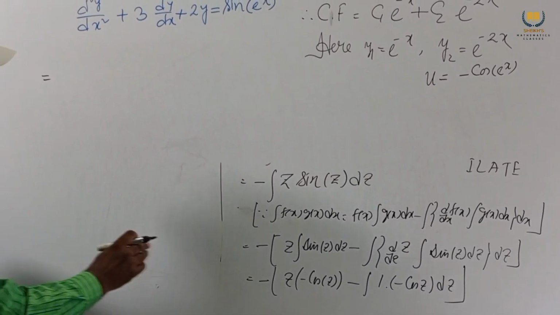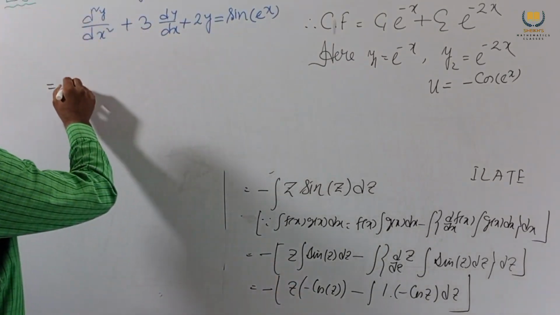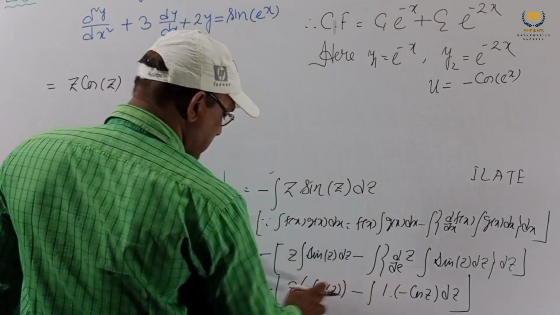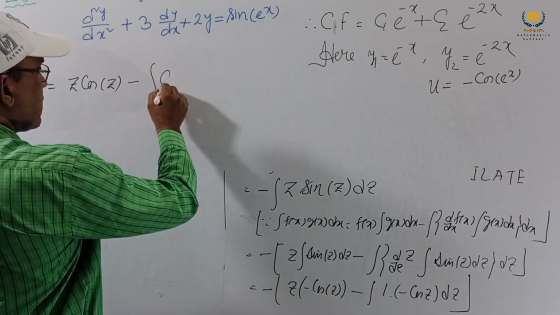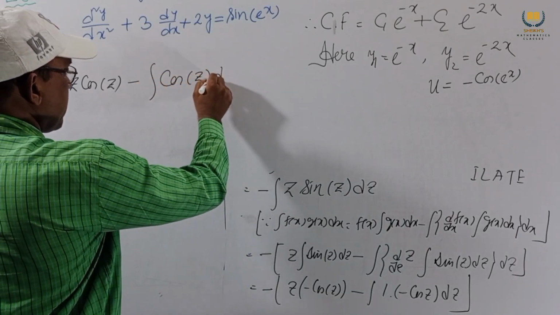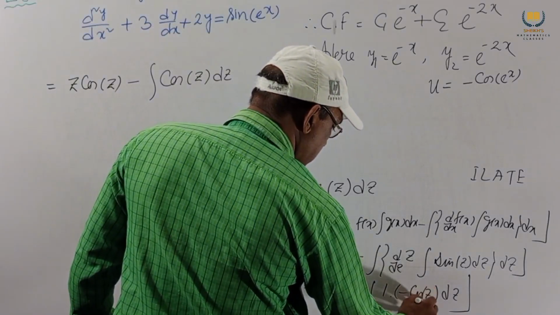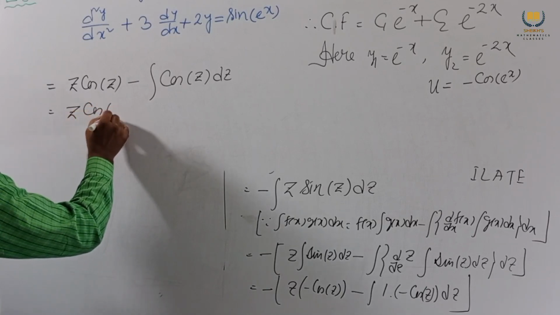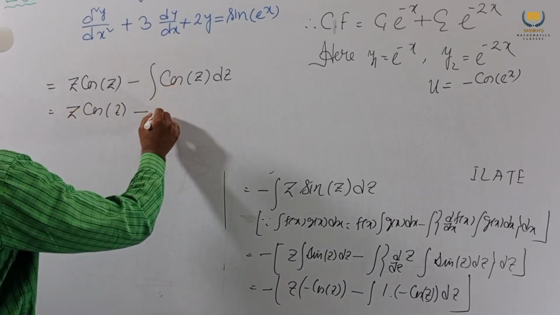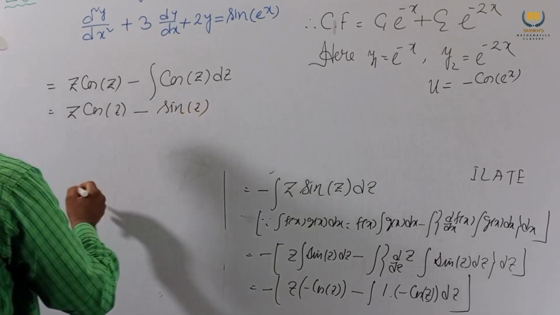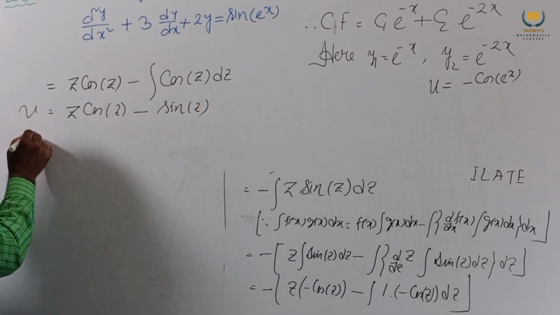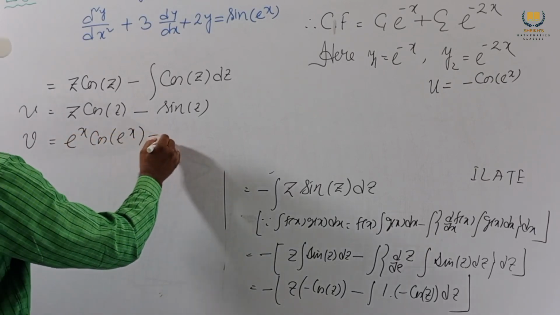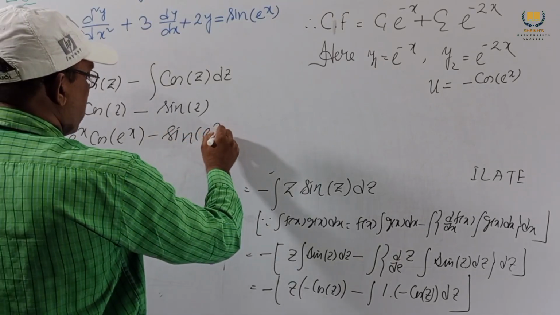Now this minus will be plus z cos z, minus minus plus, again this minus integration cos z dz, this, and this is z cos z, and integration cos z means sin z. So this is our v, and putting the value of z, z means e to the power x, this is e to the power x sin e to the power x.